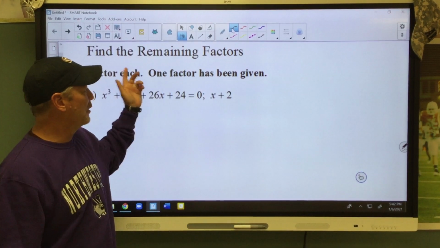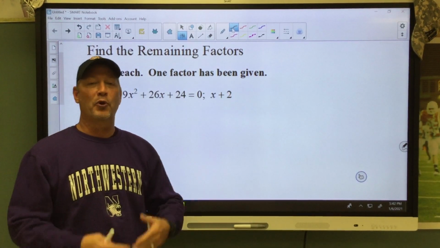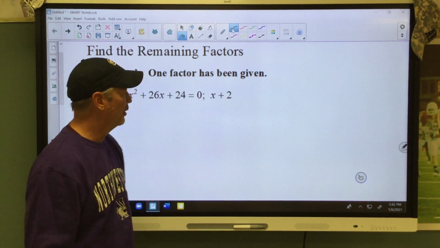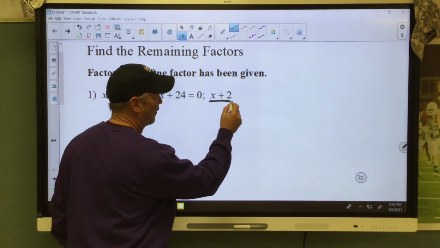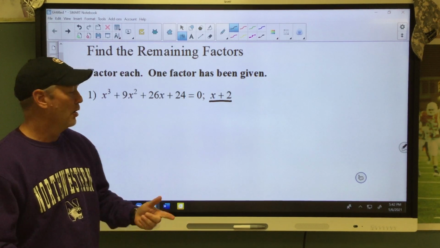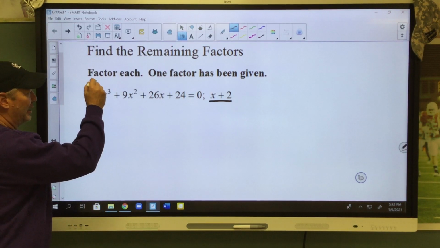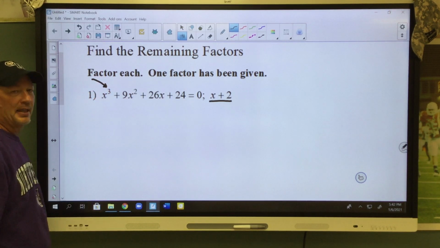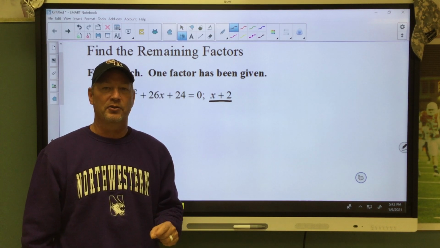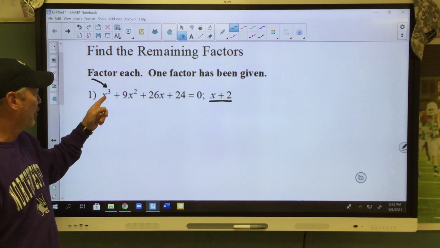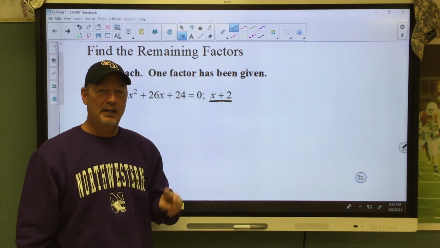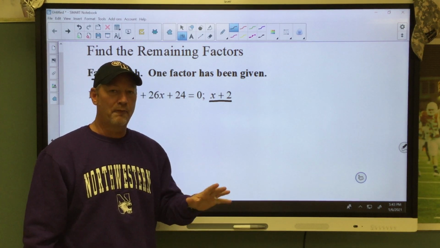Today we're going to find the remaining factors. So if we're going to find the remaining factors, that means they've already given us one factor. They have given us one factor, and this one is x plus 2. Now, if you look at the leading term, that highest exponent will always tell you how many total factors there are. In this case, there are 3 factors. They have given us one, so we need to find two more factors.